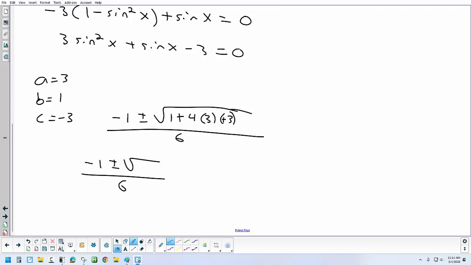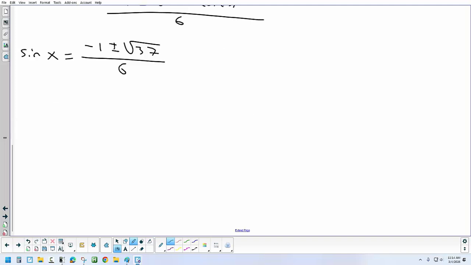Yep. 37. And now if you were doing quadratic in Algebra 1, you just say x equals, and there's your two answers. What are we going to put on that left-hand side? It's not x equals. Sine x equals. So now we have to do what to get x? Yep. Take the inverse sine.